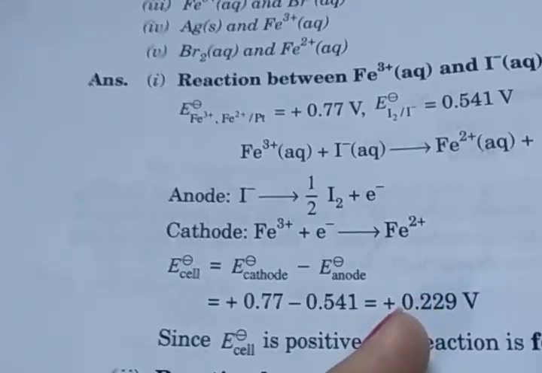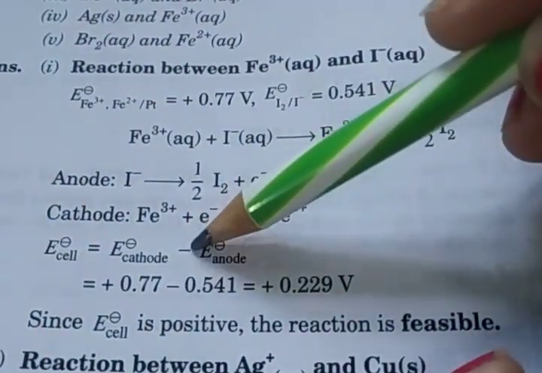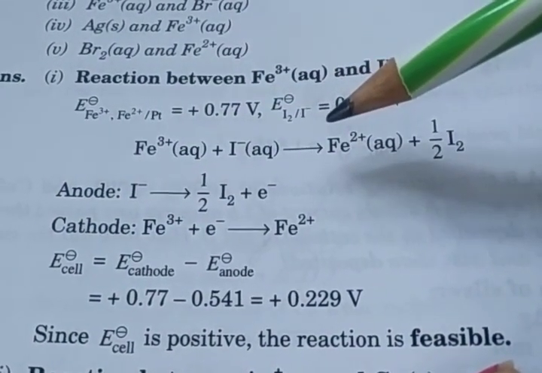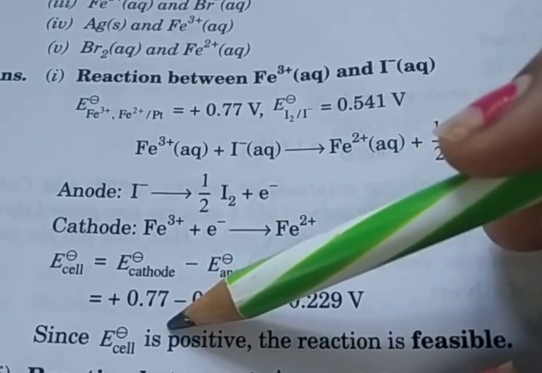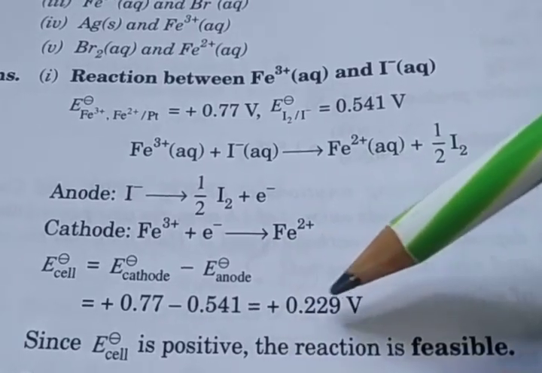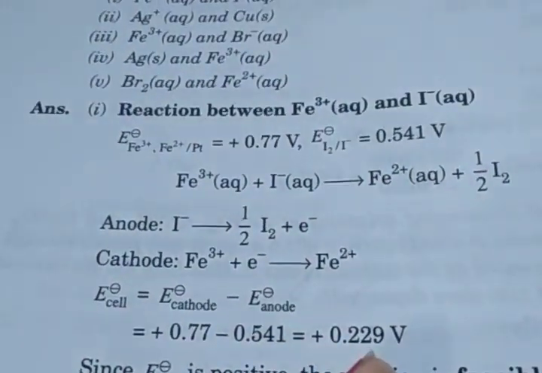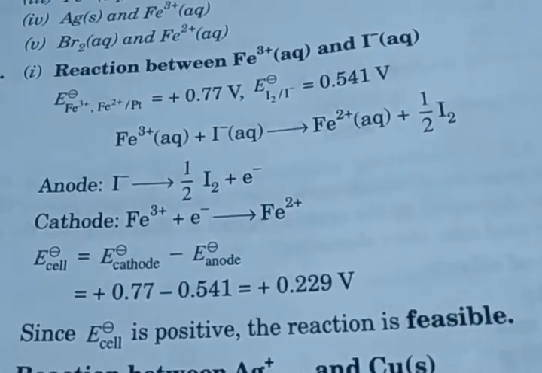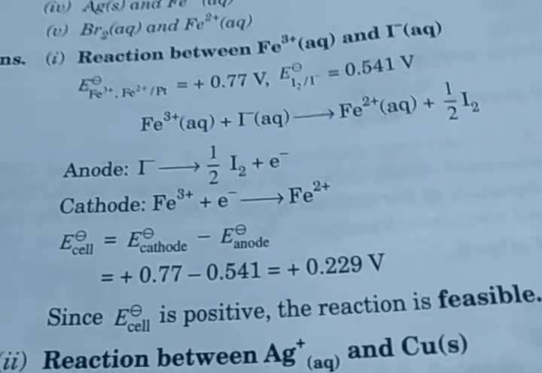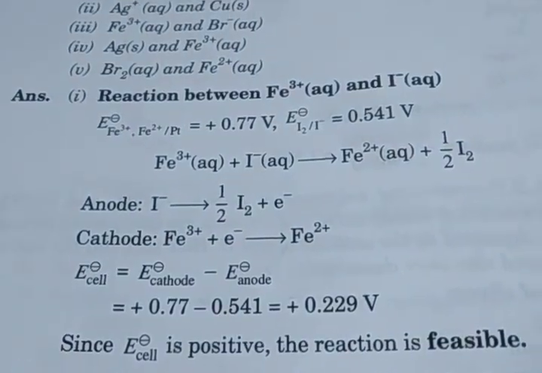So easily we can find the cell potential. E cell is equal to E cathode minus E anode. The cathode potential value is 0.77 and the anode is 0.541. Subtracting, we get 0.229 volt as the cell potential value. That means E naught cell is positive, so the reaction is feasible. And if a negative value comes, that means the reaction is not feasible.